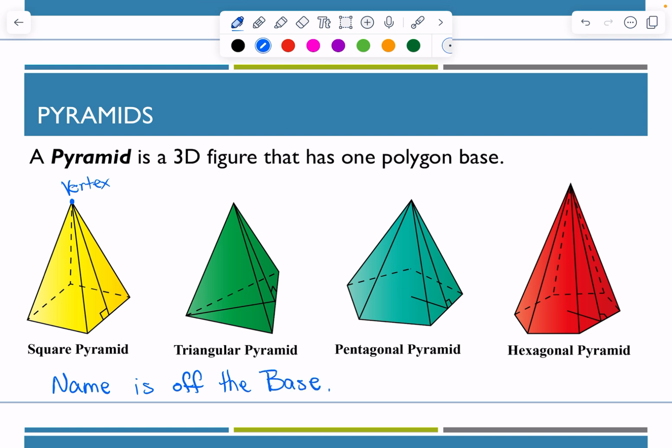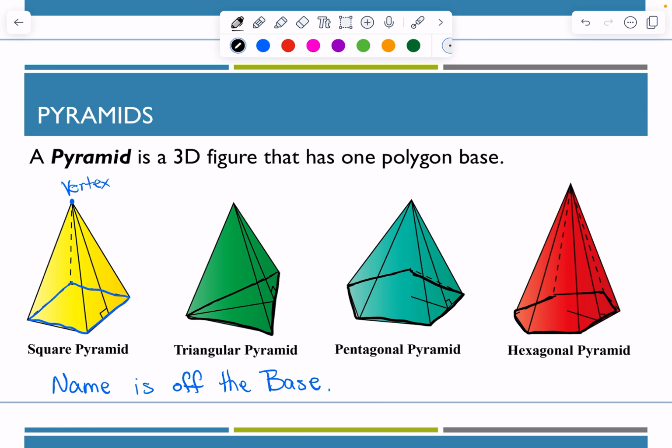So for example, here in the first one, it is called a square pyramid because my base is a square. Second one here, this one is called a triangular pyramid because my base is a triangle. Thirdly, I have a pentagonal pyramid. And fourthly, a hexagonal pyramid. Okay. Now, I also want to introduce you to two other things that are going to show up in a pyramid that we will need for two different formulas.